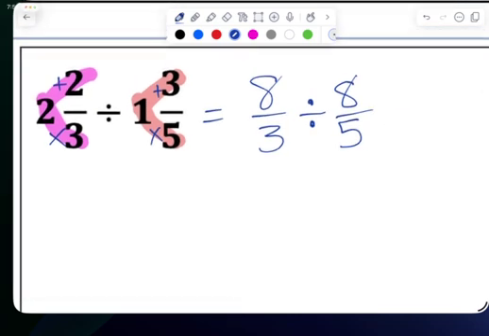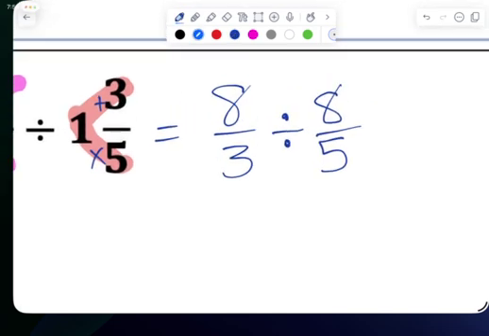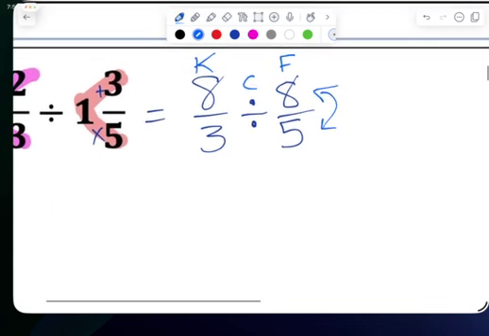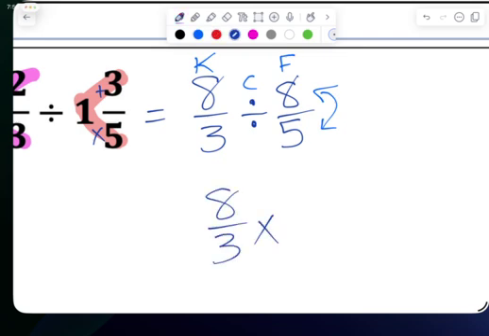All right, you want to keep, you want to change, you want to flip. You want to keep, change, flip. Don't forget to write those in. And here are my arrows. Keep, change, flip. So the first one is still 8/3. Then we change it to times, and then we flip the second fraction, so that's 5 over 8.